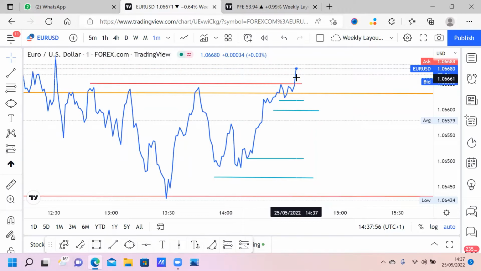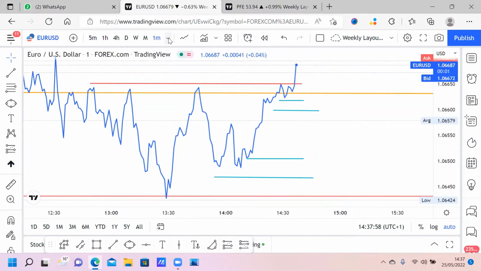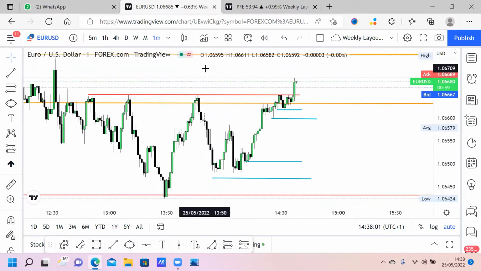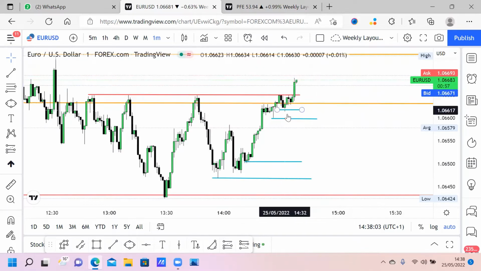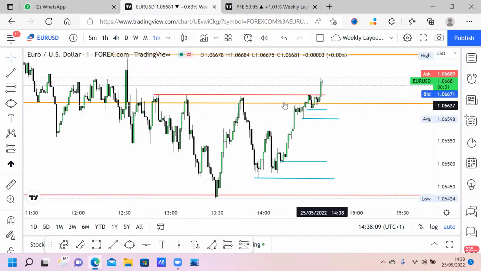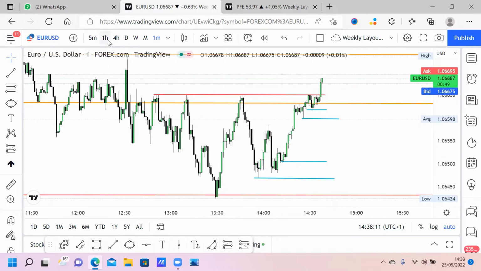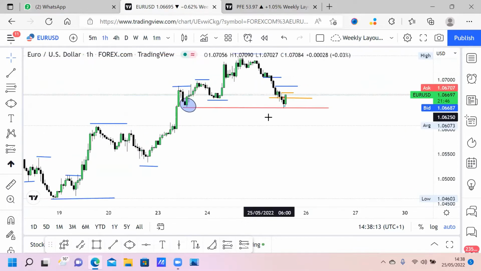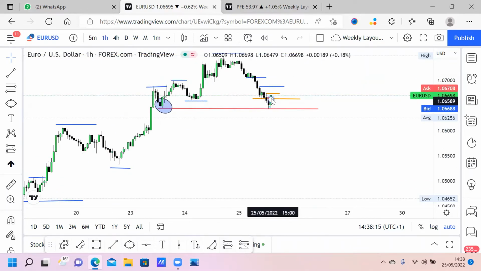Do you see how it goes above the zones? Now, if you look at it from a candlestick, now it has. So now the trend will be continuing to the top side. That's on the 1 minute chart, right? So if we now look at the hourly chart, okay, look at how big this candle is.